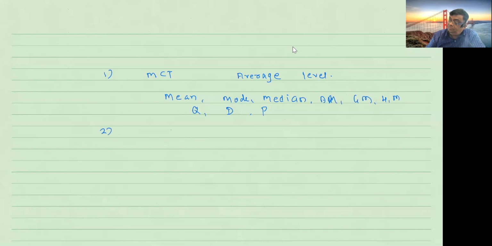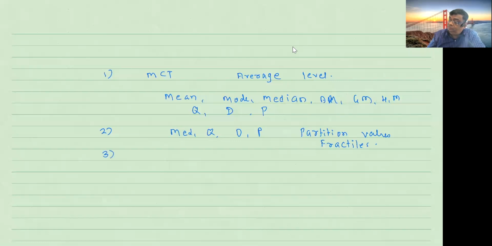Among these, median, quartiles, deciles, percentiles, they are the partition values. Partition values are also known as the fractiles.